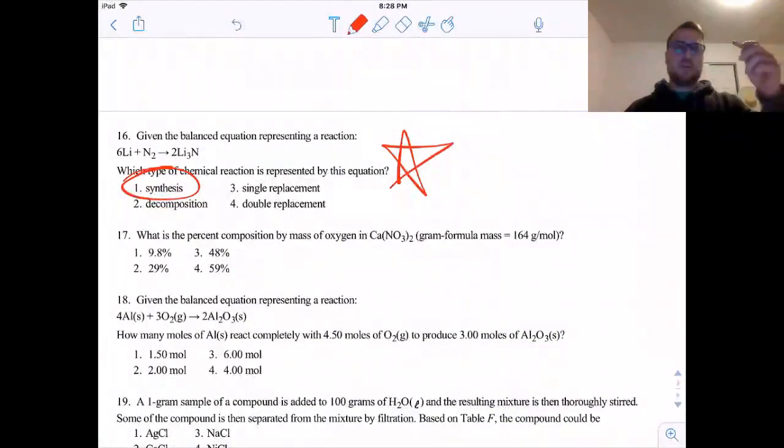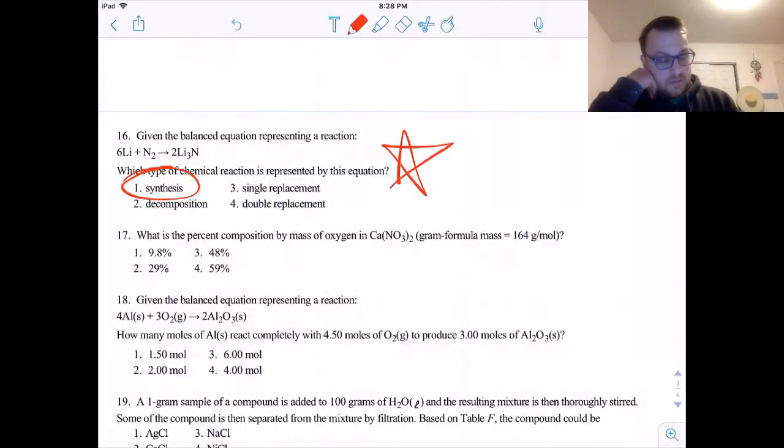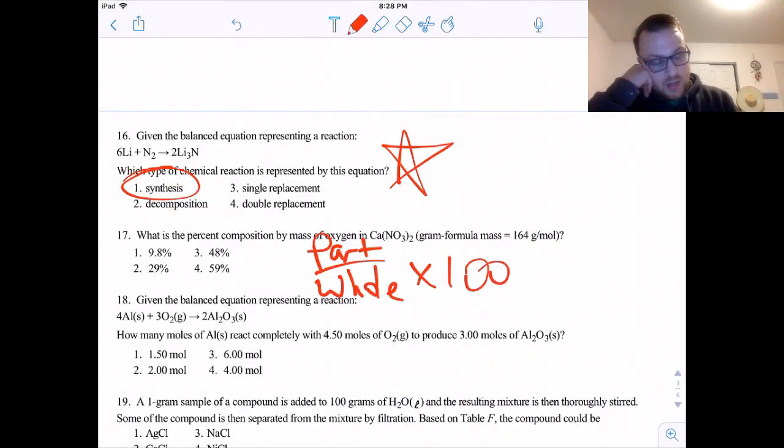All right, percent composition by mass. Part over whole times 100. That is on your reference table. It is called percent composition by mass. Stop making the whole 100. You guys are actually really good at doing it within a compound, like 17.